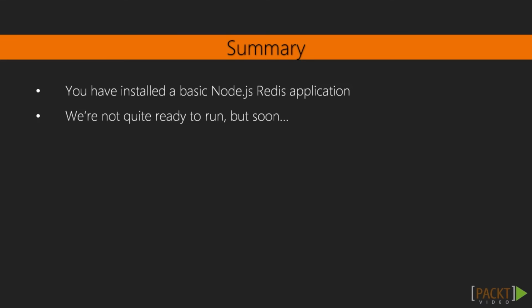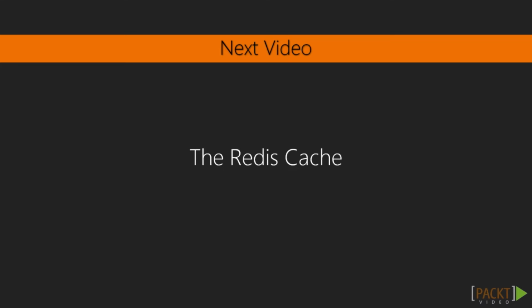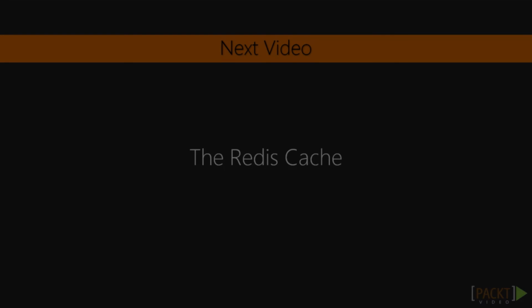So just to summarize, what we've done here is just set up so that we can talk about this in a minute. But you now should have installed a basic Node.js Redis application, and we should be about ready to run. So our next section is talking about the Redis cache.